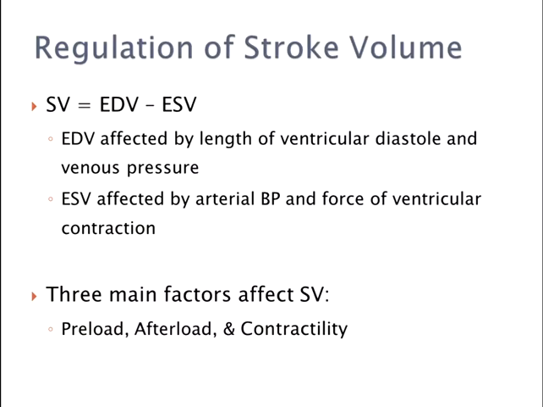All right. So let's get into more specifics on regulation of stroke volume. Stroke volume, again, remember, is end diastolic volume, when the ventricles are filled with blood, minus the end systolic volume, after the ventricles have contracted in systole and there's less blood in the chamber. The end diastolic volume is affected by the length of the ventricular diastole as well as venous pressure. Venous pressure is how much blood is being returned to the heart. You're constantly in circulation, but how much of that is being returned to the heart? Is it 100%? Is it 90%? Is it 110%?